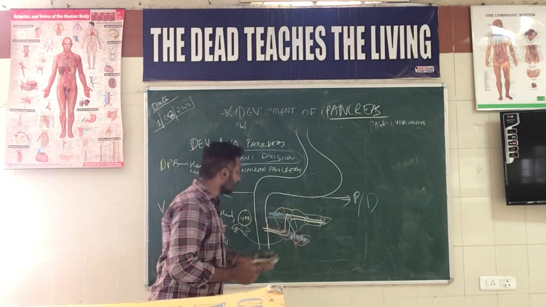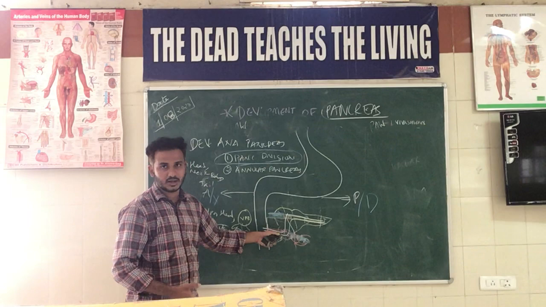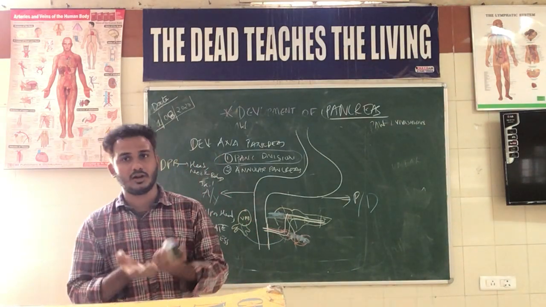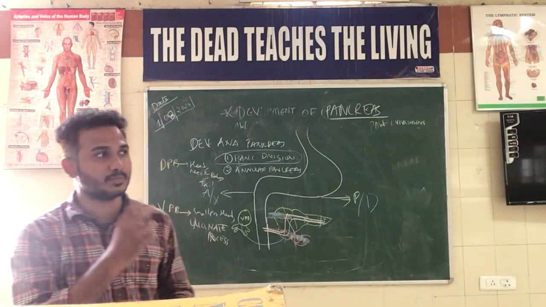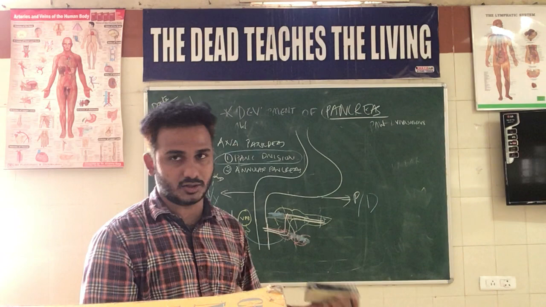So in a normal pancreas, this forms the main pancreatic duct in adults, which joins with the common bile duct, and then it forms the ampulla of Vater and then opens into the second part of the duodenum, the major duodenal papilla. We have studied this in gross anatomy.